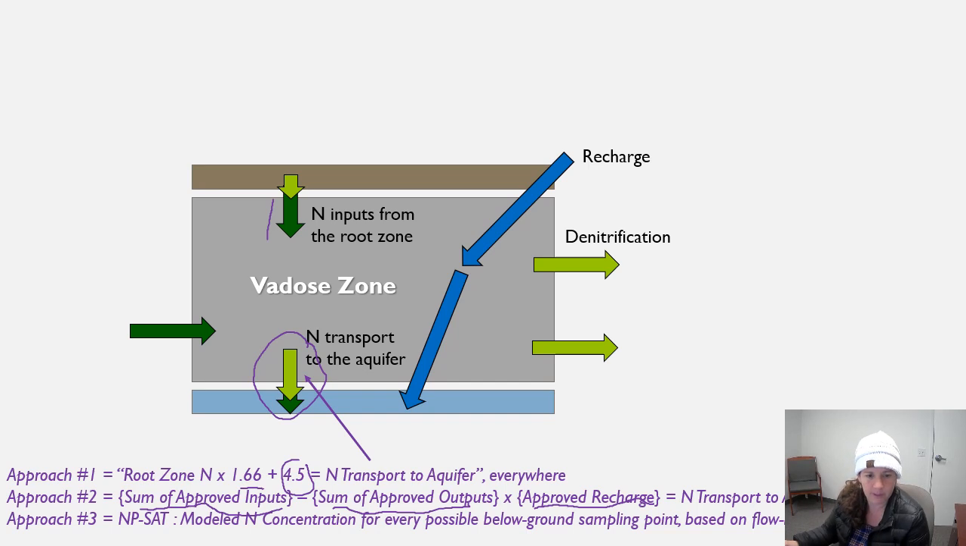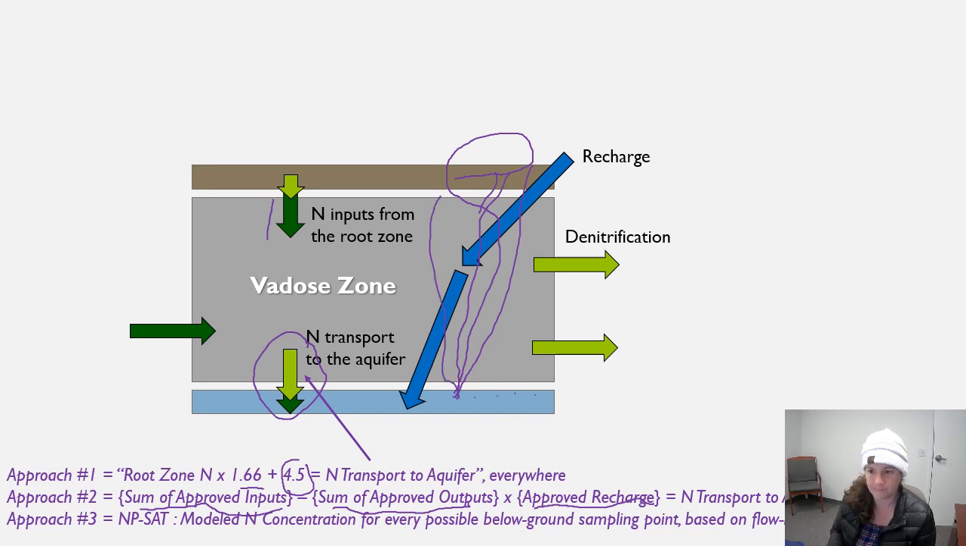Approach number 3, if we were to use NPSAT, what we'd be doing is modeling the nitrogen concentration for every possible below ground sampling point based on these flow lines that relate back to, at the risk of making this super messy, a contributing land surface area that makes lots of possible flow line paths down to the hypothetical sampling point. Okay.